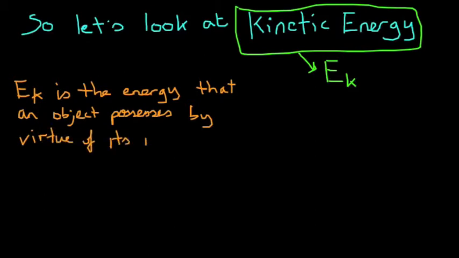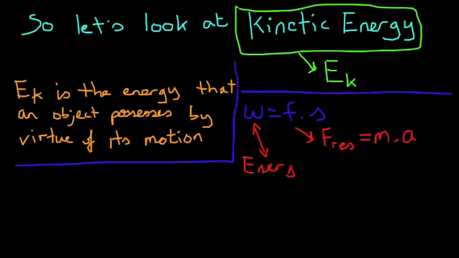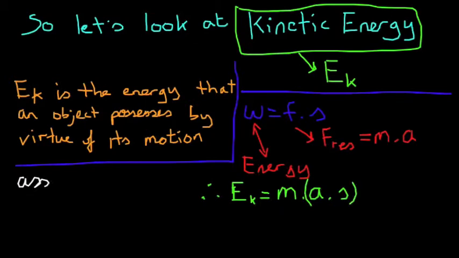We can quickly derive this formula again from the work is equal to force times displacement formula, because we know that if a resultant force acts on an object, then the object will accelerate, from Newton's second law of motion. F res is equal to ma. We therefore get work is equal to mass times acceleration times displacement, but we know work is actually energy. So let's call this kinetic energy, or EK. Therefore, EK is equal to mass times acceleration times displacement.